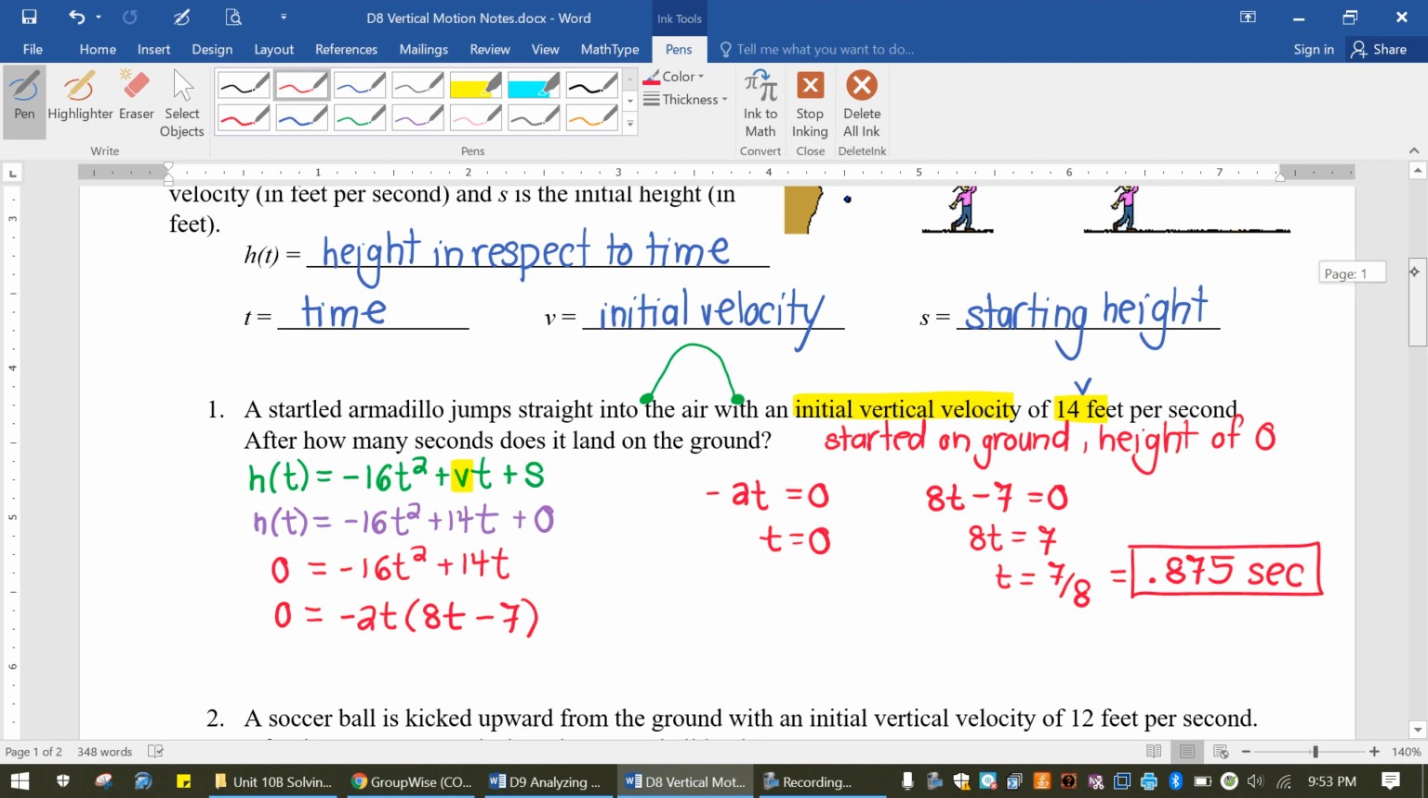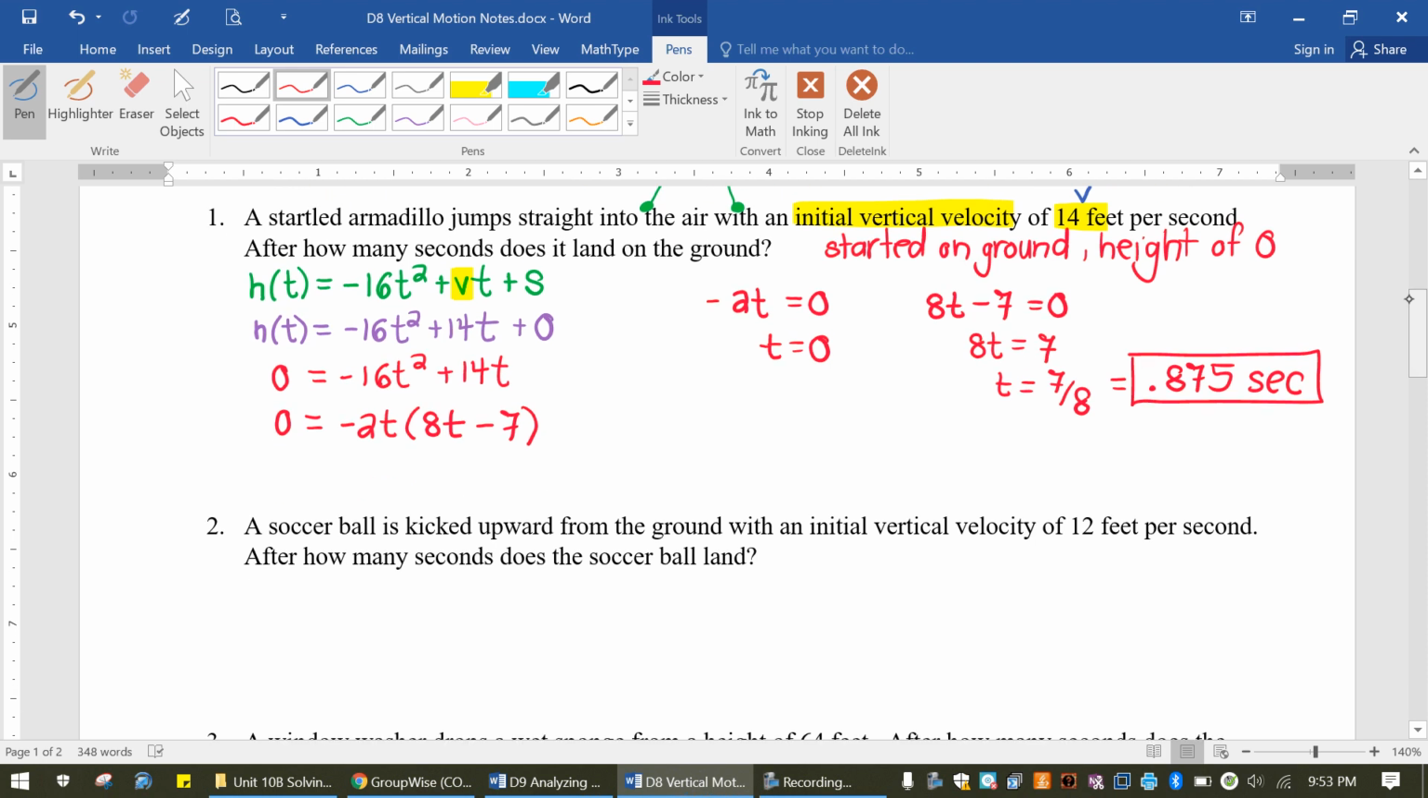Okay, looking at number 2, you're going to use that same equation, that same model.